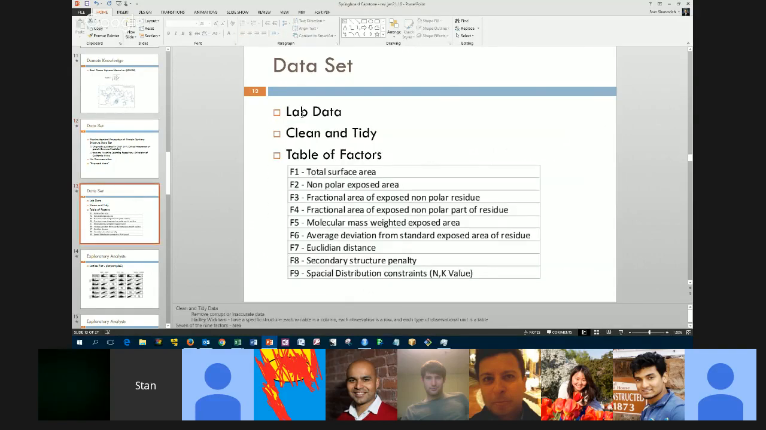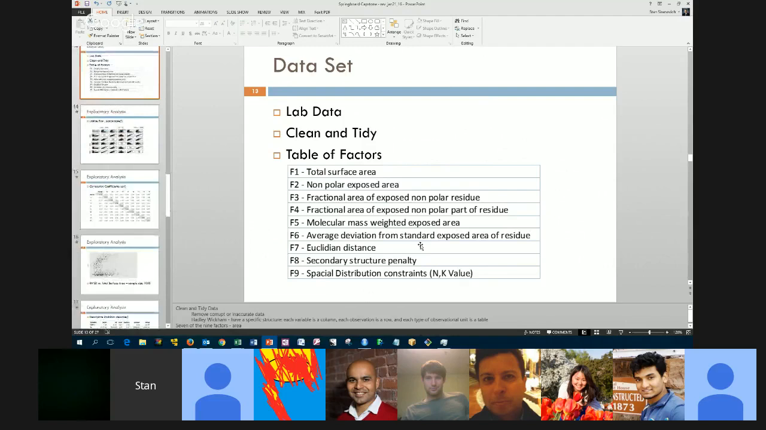Move to the next slide. And this is an overall description of the data set. What we have here is laboratory data. It's nice and clean and tidy. And we have a table of factors. As I mentioned previously, there's 9 factors. And there they are.